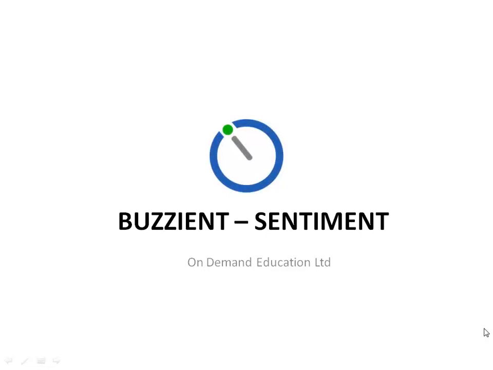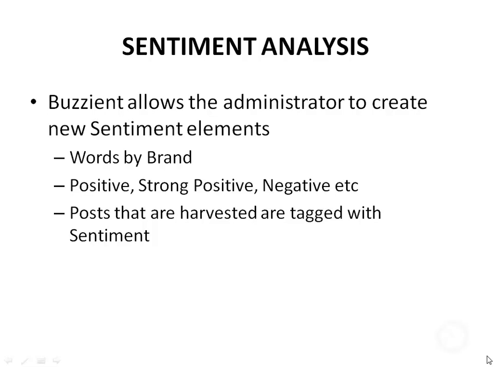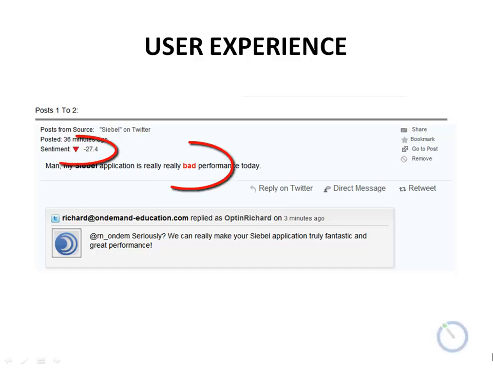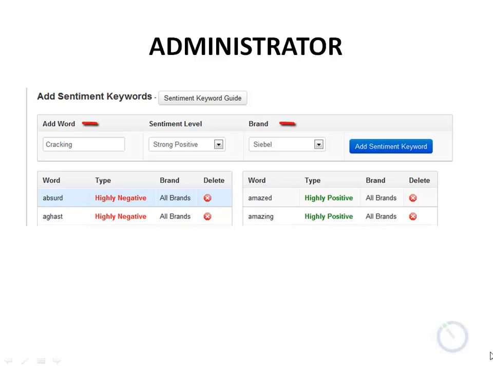Today we're going to be looking at sentiment analysis, Buzzient and Siebel producing social CRM. Sentiment analysis in Buzzient, there's an administration feature which allows us to add new elements by brand to signal positive or negative sentiment. For the end user, it's very visual. For the administrator, it's very simple, adding new words and signaling whether they're positive or negative.